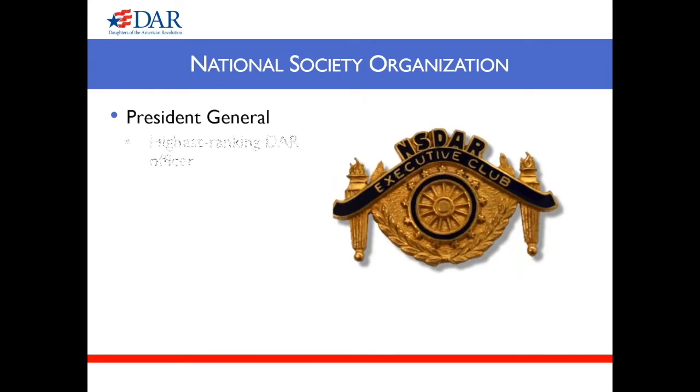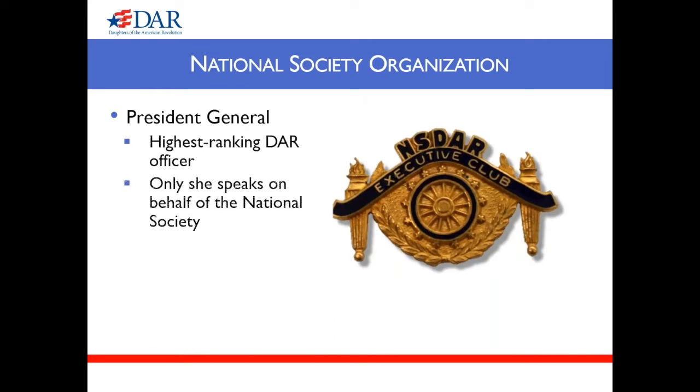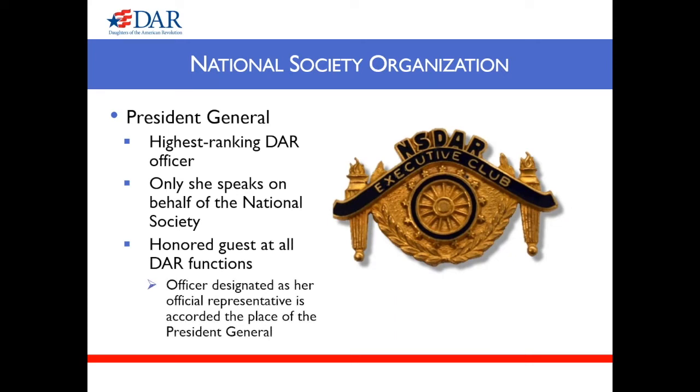The President General is the highest ranking officer of the National Society and is the only individual who can speak on behalf of the National Society. She is the honored guest at any DAR function and should always be given the place of honor. Should the President General designate another national officer as her official representative for an event, that officer is accorded the place of the President General.